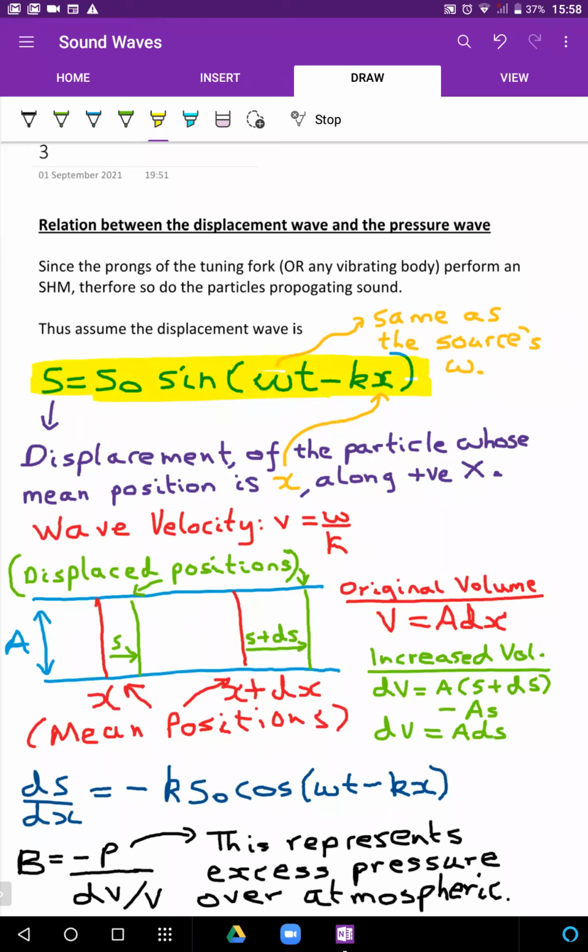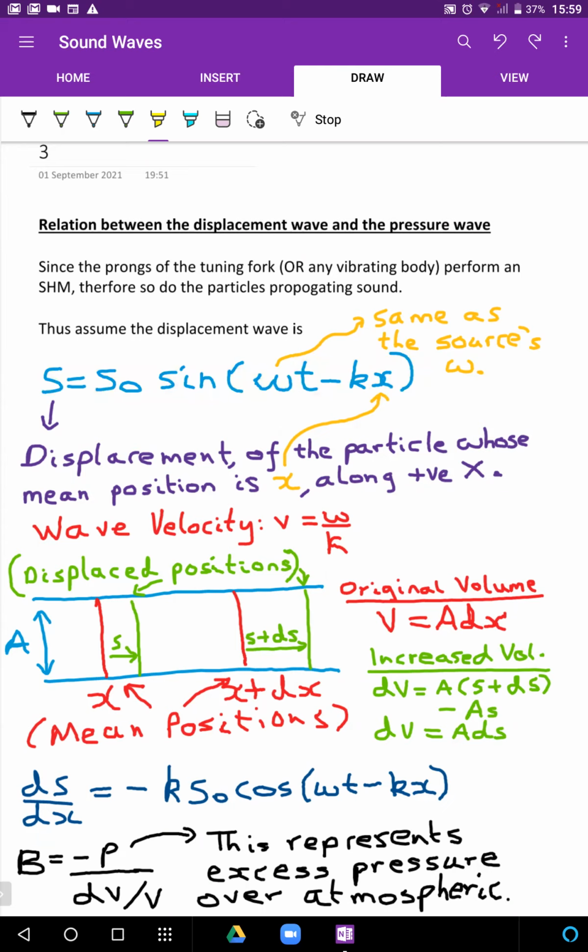Now let me explain a couple of these terms. First of all, omega will be exactly the same as the source's omega. As you saw with the tuning fork, the oscillation of the first particle was in sync with the oscillation of the tuning fork's prong. As the prong went back and forth, the particle also went back and forth. So the frequency of the oscillation is going to be the same as that of the source.